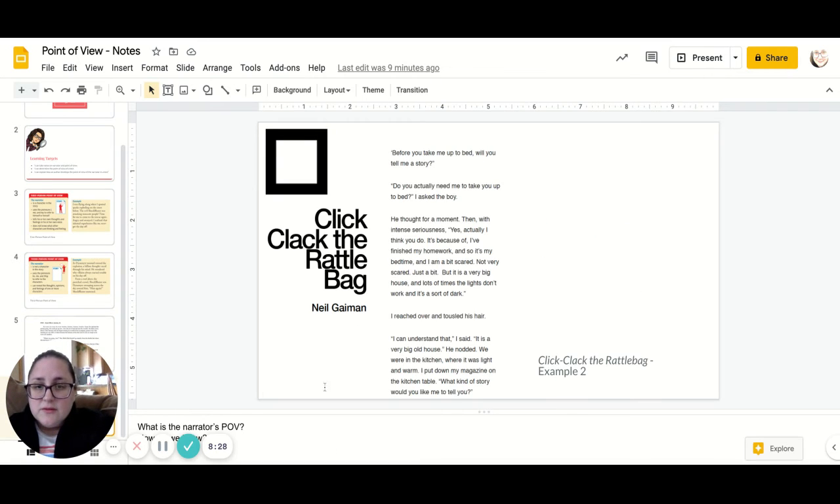Let's look at the next one. So this is Click Clack the Rattlebag. If you guys remember this from January, this is the short story by Neil Gaiman. And let's take a quick read before we start identifying whether this is first person or third person.